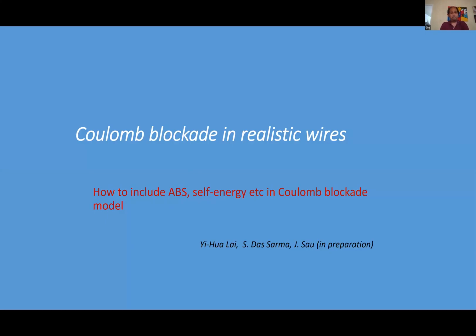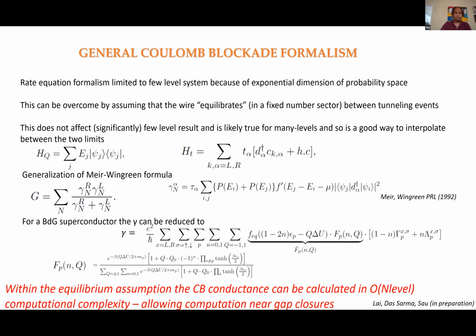Now, with Yua, this is work in preparation. What we did is we went a couple of steps further. So the main technical advance was that we managed to adapt the Coulomb blockade paper from Meir and Wingreen to make it work for this system. And let me tell you the technical challenge here.